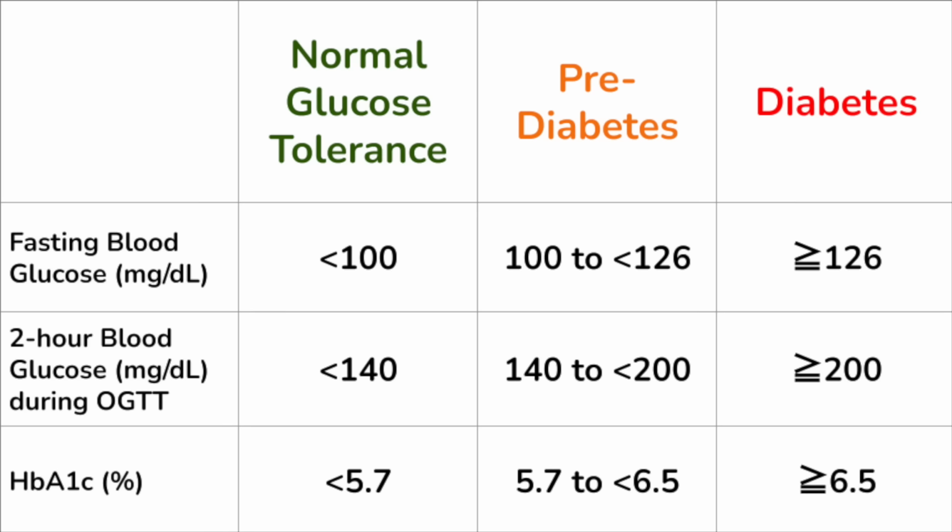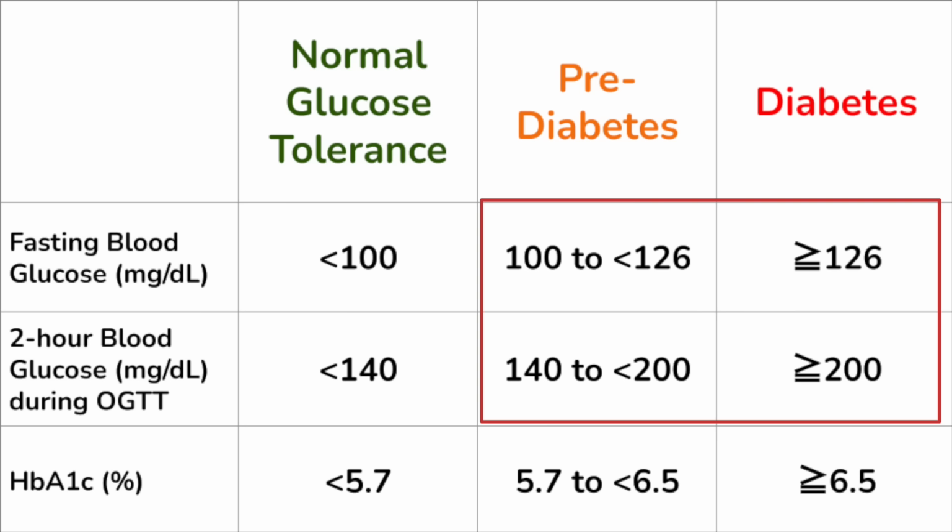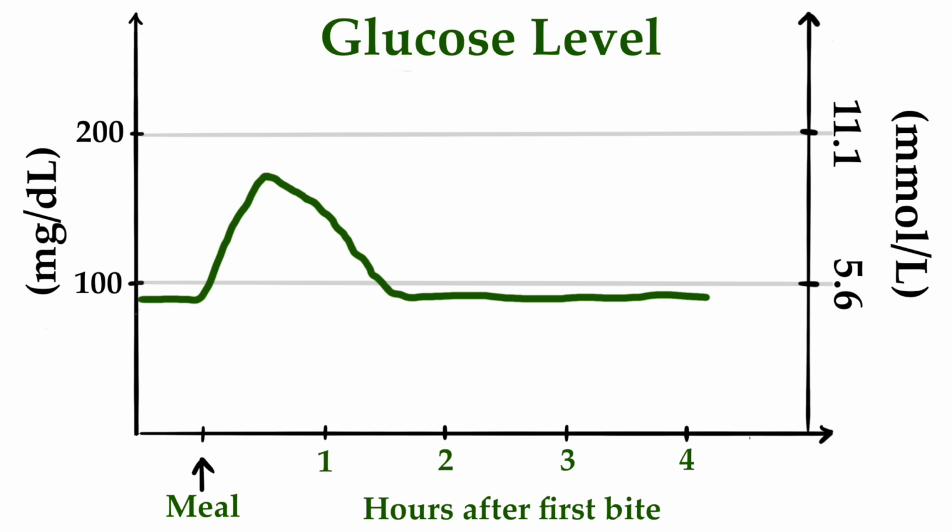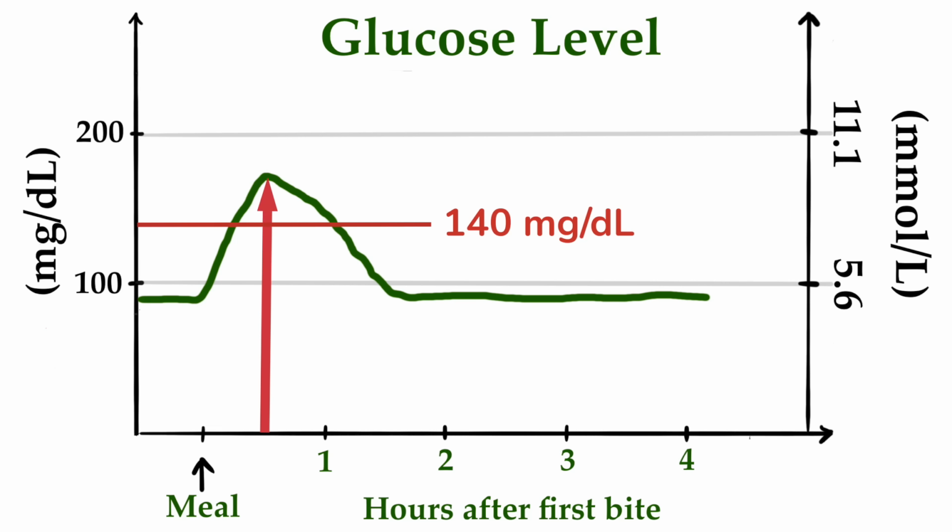We also need to be very clear that the thresholds used to diagnose diabetes and prediabetes only apply to the fasting state and the 2-hour time point in an OGTT. These thresholds do not apply to any random time point after a meal. In other words, if your blood glucose concentration rises above 140 milligrams per deciliter about, say, 30 minutes or 1 hour after a meal, this does not mean that you have prediabetes.